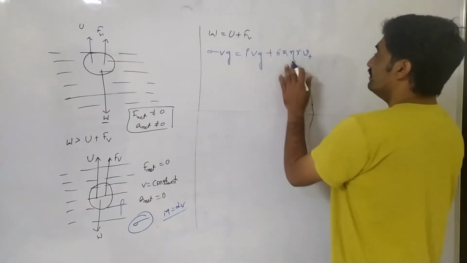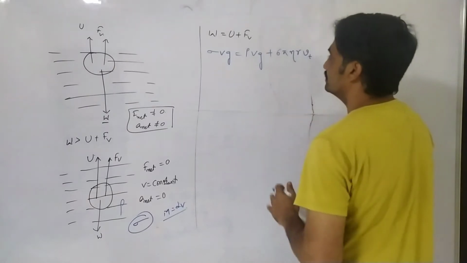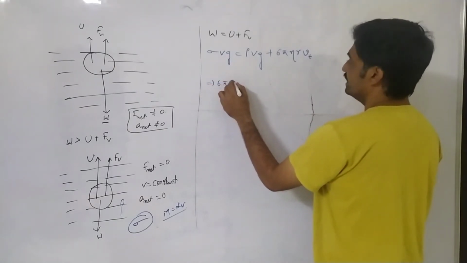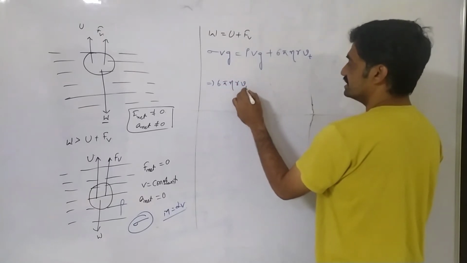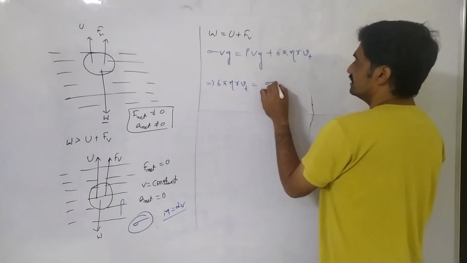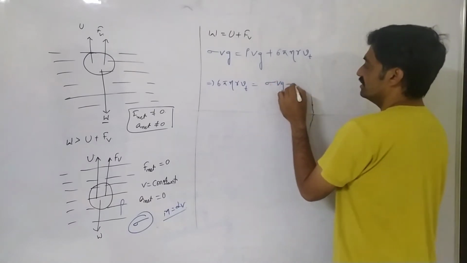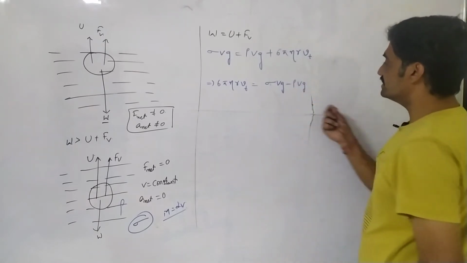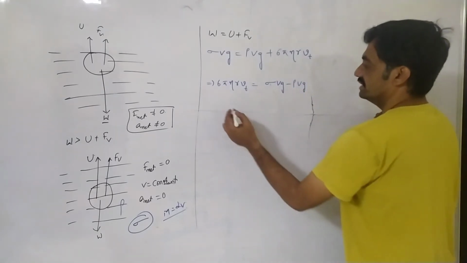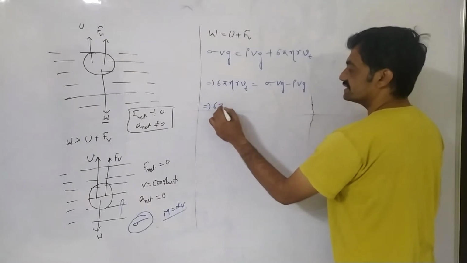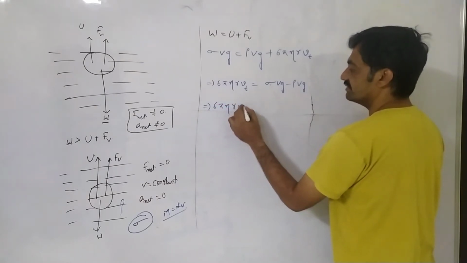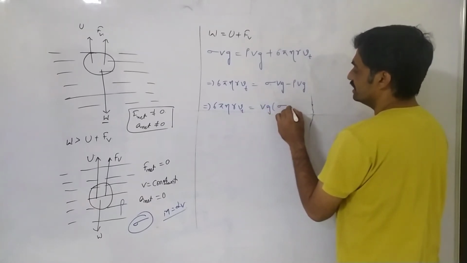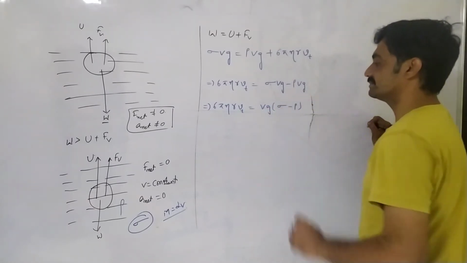So here when we send this towards this side, then the expression can be represented as 6 pi eta r v suffix t is equal to sigma vg minus rho vg. Here observe that we can take vg as common, then the expression can be represented as 6 pi eta r v suffix t equals vg into sigma minus rho.